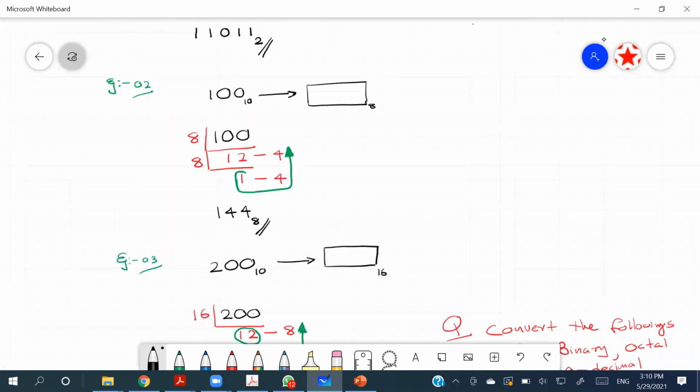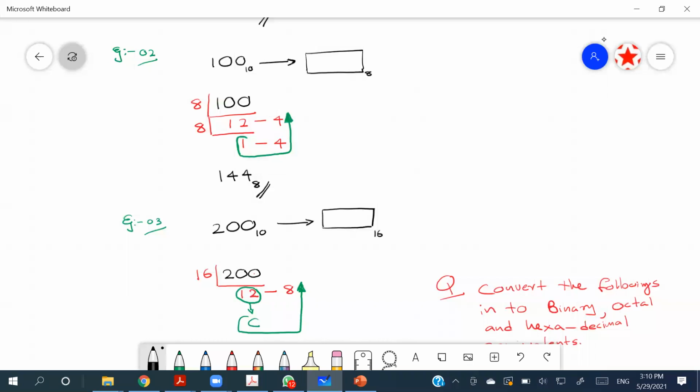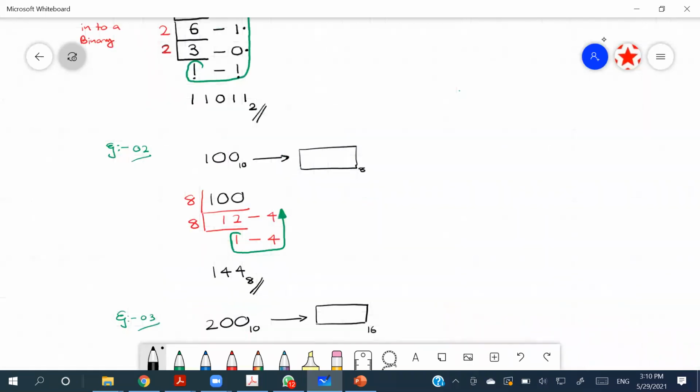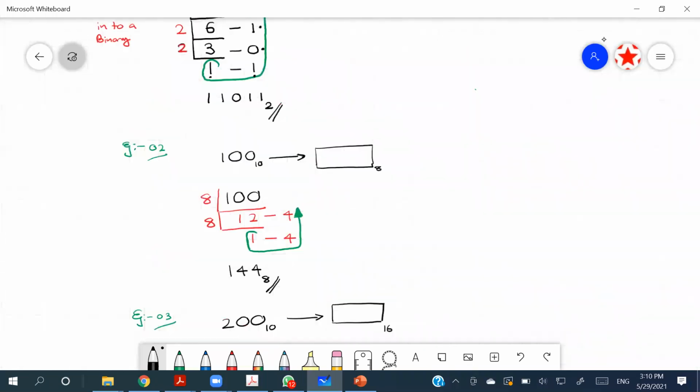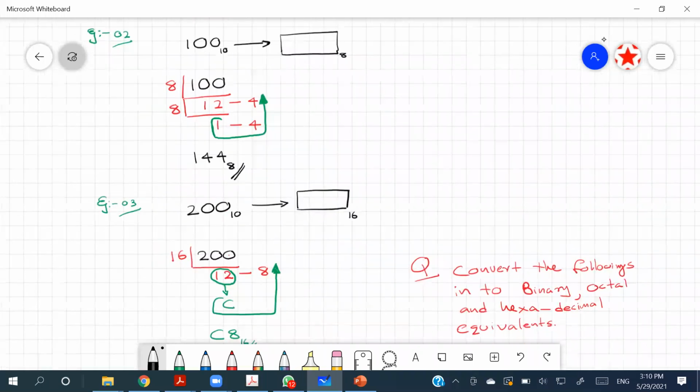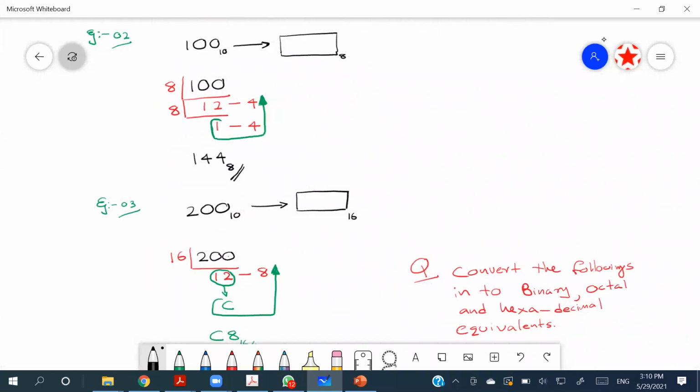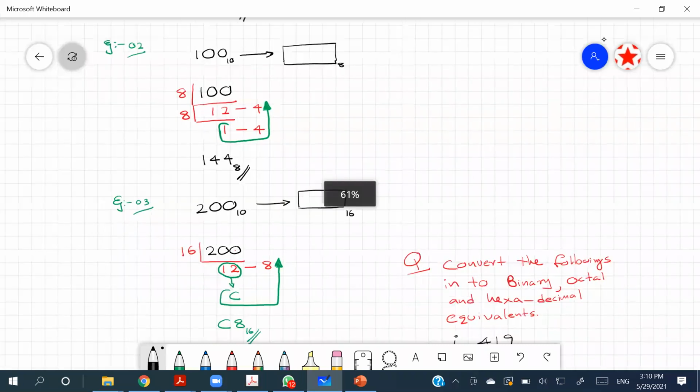Right, last week we finished from here. So we wrote example 2 and example 3, then I gave some questions. So I made a copy to write the questions, so it will be okay.